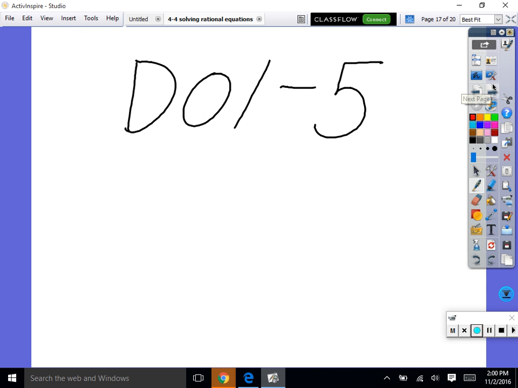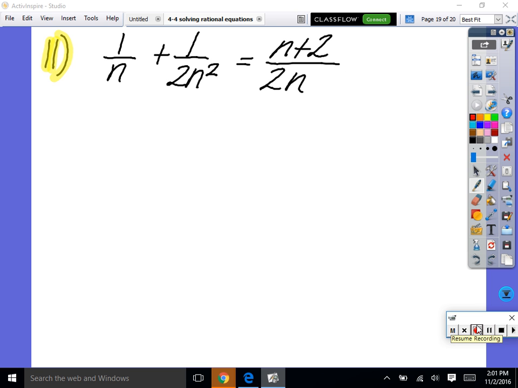Okay, do 1 through 5. Okay, let's go to problem 11 on the worksheet. This one's very different for a reason. So here we go. Number 11, it's different.